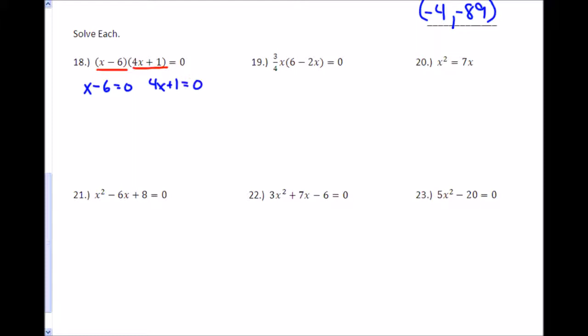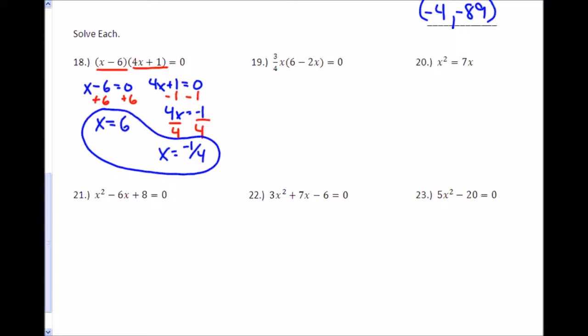And now I just solve each. For this first one, I add the 6 to each side. So I find out that x equals 6. That's one of my answers. And then for the second piece, I would subtract the 1 from each side, which gives me 4x equals negative 1. And then divide each side by the 4. So I'd find out that x equals negative 1/4. Okay, so those are my two solutions for this particular problem.